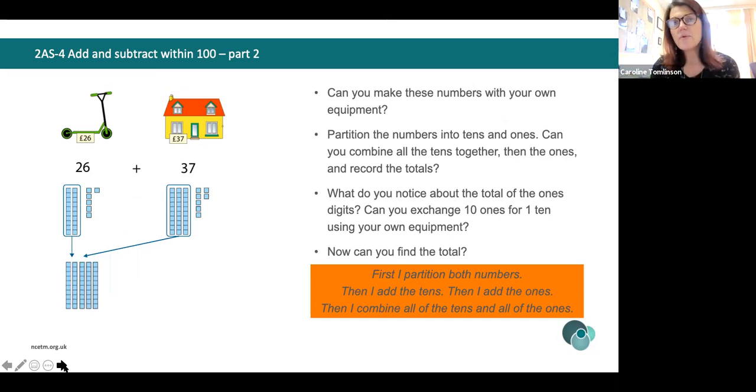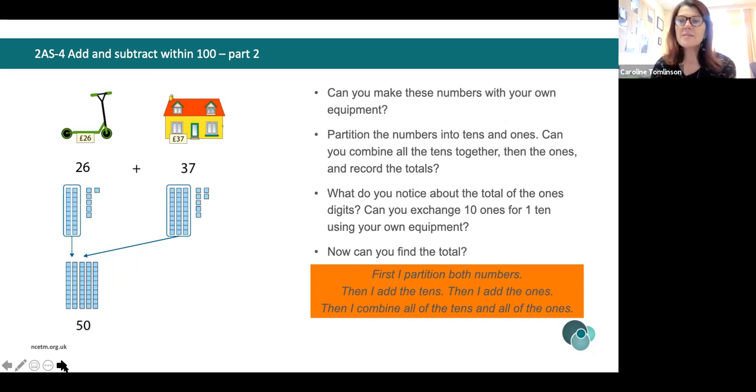At this stage, it's really important to distinguish between the tens and the ones. So notice when I said 2 tens and 3 tens is 5 tens. That will help children with their place value when we come to exchanging. Now we're going to add our ones.